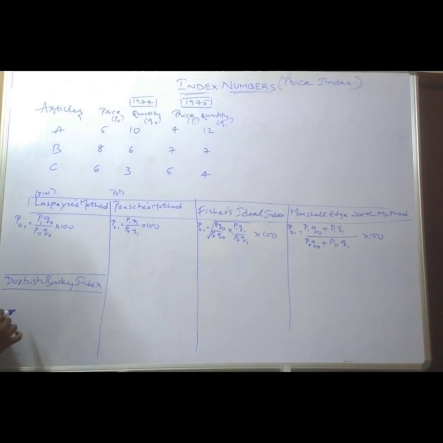Now Dorbish Bowley you have. So for Dorbish you have to divide and write. D for Dorbish, you have to divide and write. So half into, to put like this.